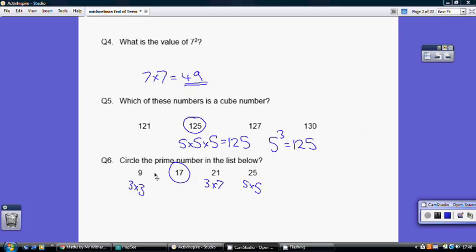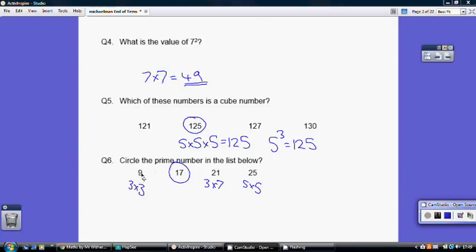Question 6. So circle the prime number in the list below. Now remember, a prime number is a number that you can only get when you're multiplying 2 whole numbers together, when those 2 numbers are 1 and itself. So for example, 11 is prime because 1 times 11 is the only way you can get 11 by multiplying 2 whole numbers together.